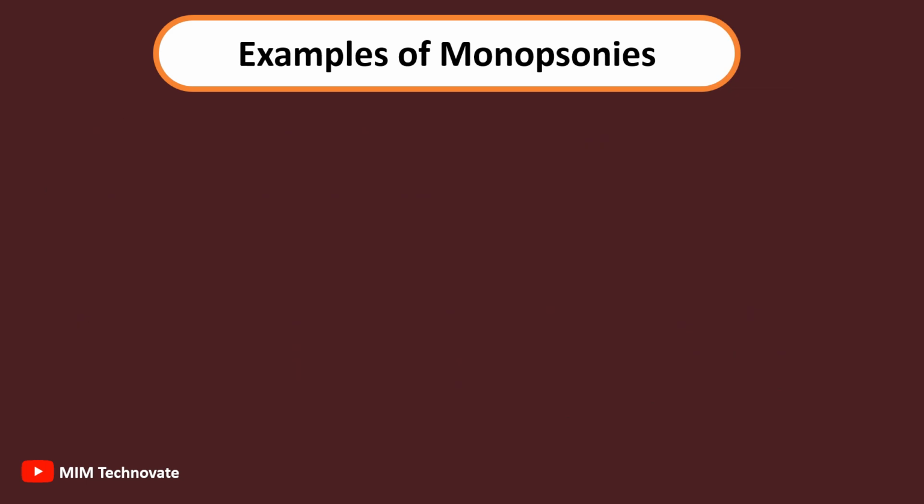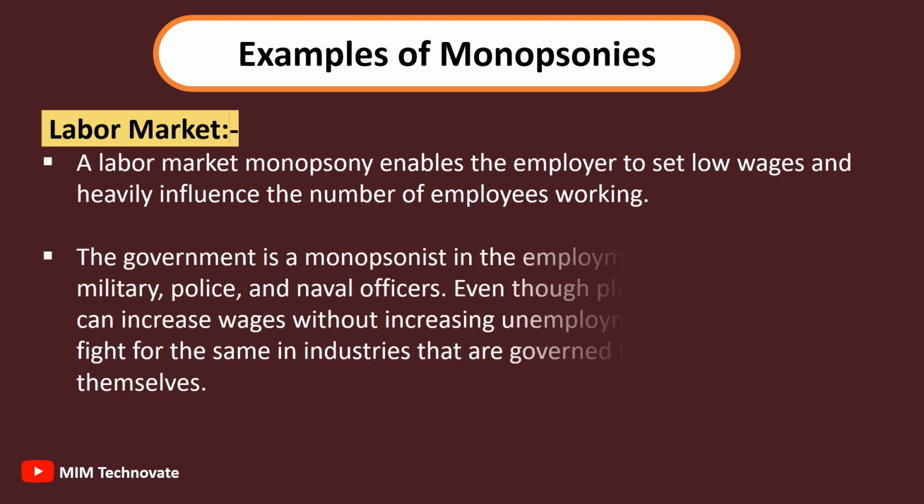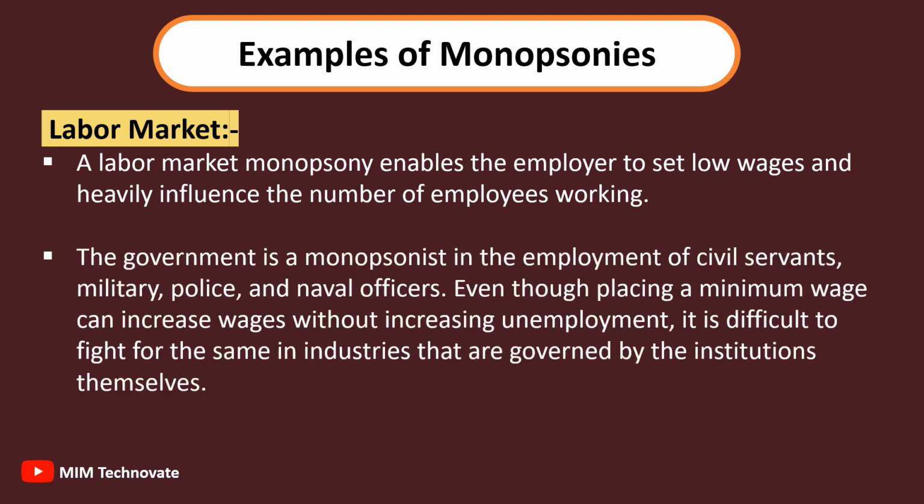Examples of monopsonies. Labor market. A labor market monopsony enables the employer to set low wages and heavily influence the number of employees working. The government is a monopsonist in the employment of civil servants, military, police, and naval officers. Even though placing a minimum wage can increase wages without increasing unemployment, it is difficult to fight for the same in industries that are governed by the institutions themselves.